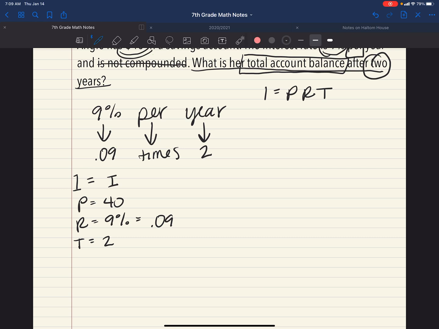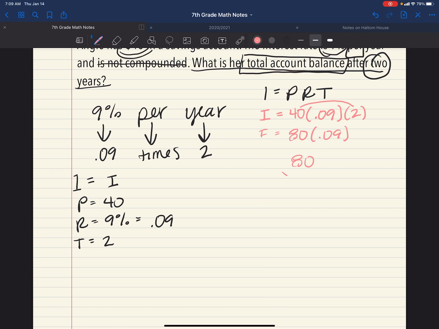So now I'm going to plug that into my equation. Let me use a different color. So I still have I equals 40 times rate times time. Now I'm going to do some mental math here, and I'm going to quickly multiply 40 and 2 because I know what that equals in my head. And the commutative property of multiplication tells me that I can multiply in any order I want to. So 40 times 2 is 80 times 0.09. Now, me as a teacher, I do know what that is mentally, but let's work it out.